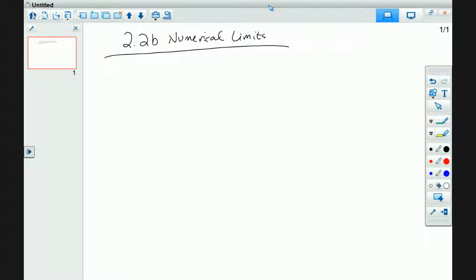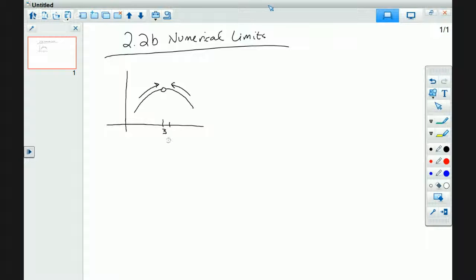All right, we're talking about numerical limits. For graphical limits, what I told you is we're getting closer and closer to some spot, some X value. And we can look at that and see where it's going graphically. How do we do that numerically? That's the question.